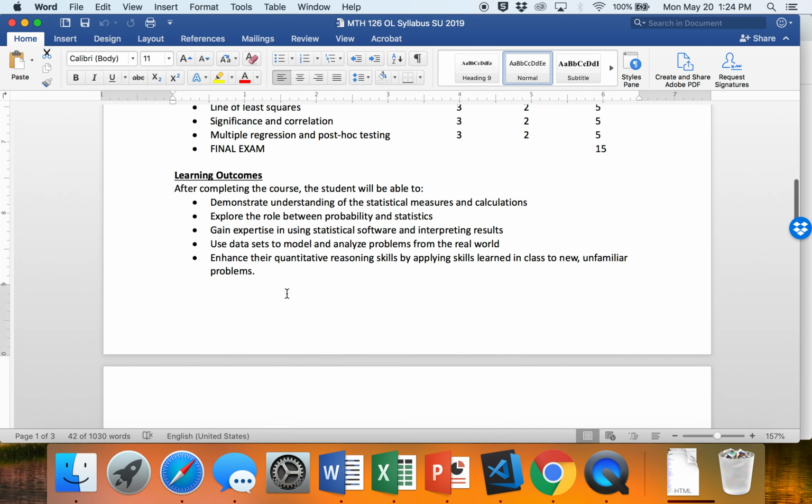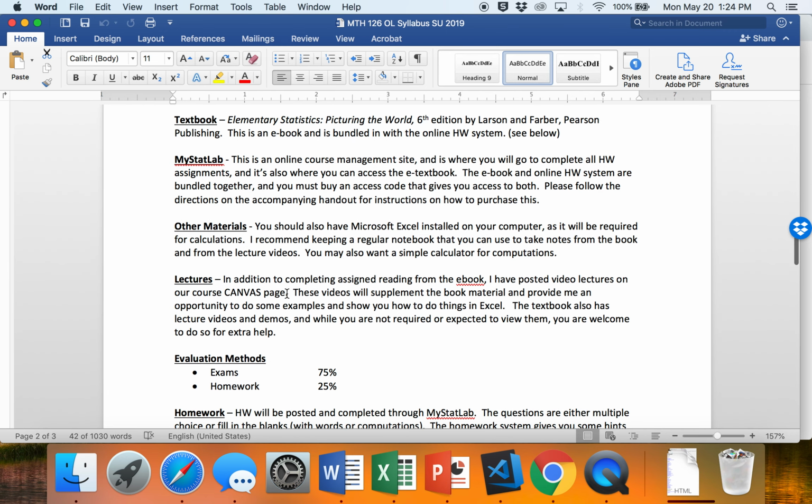So let me move down to more nuts and bolts kinds of things. We will, of course, be using a textbook for the course. However, it's an ebook, so there is no physical book to buy. Instead, it'll just be an ebook. And to be honest, we're not really going to use the book itself all that much. You're welcome to use it. You're going to be paying for it, so you're welcome to use it as much as you'd like.